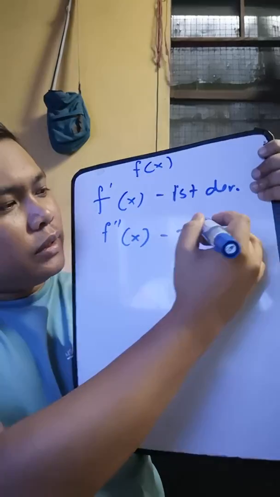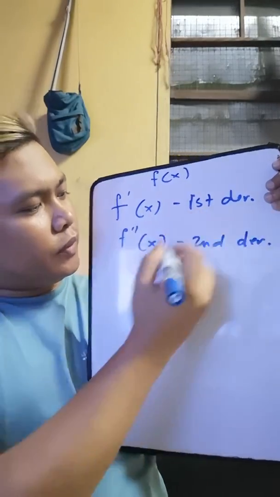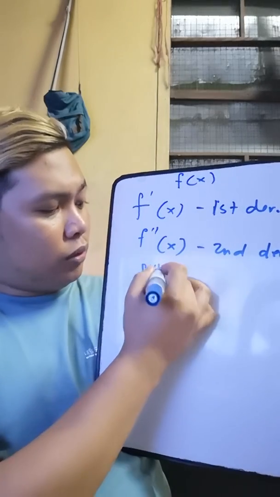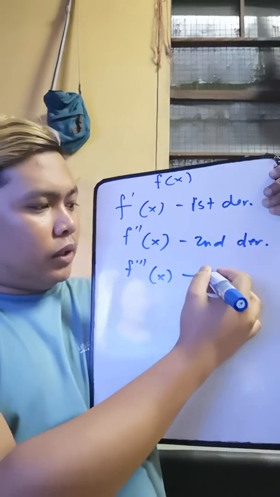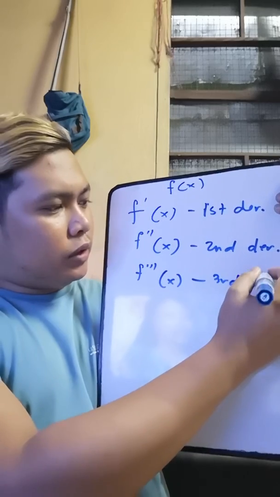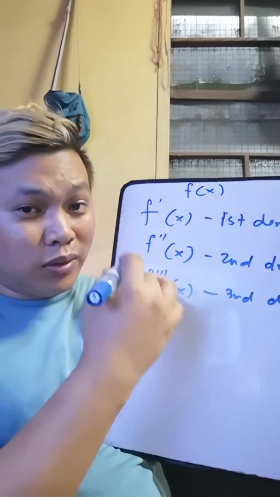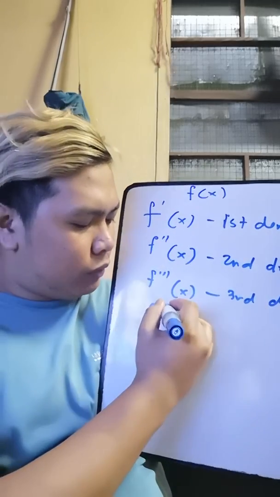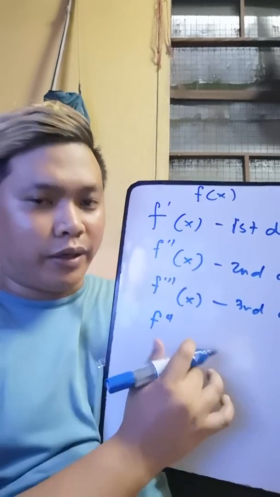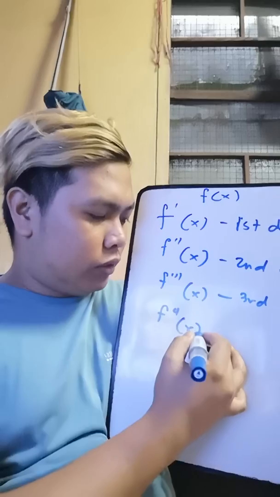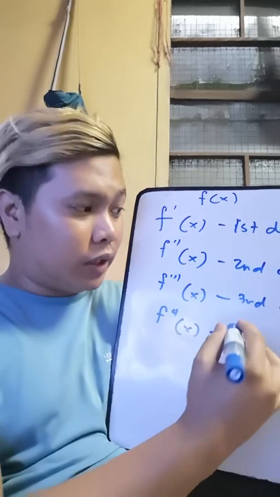Second derivative. Siyempre, pag tatlo, di tatlo, or third derivative na ito. Pagdating sa fourth, hindi na natin susulat ang apat. We will be using the number 4 to denote the fourth derivative.